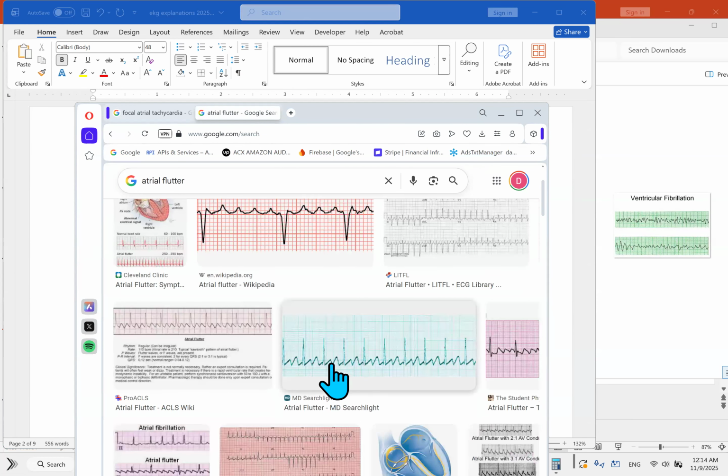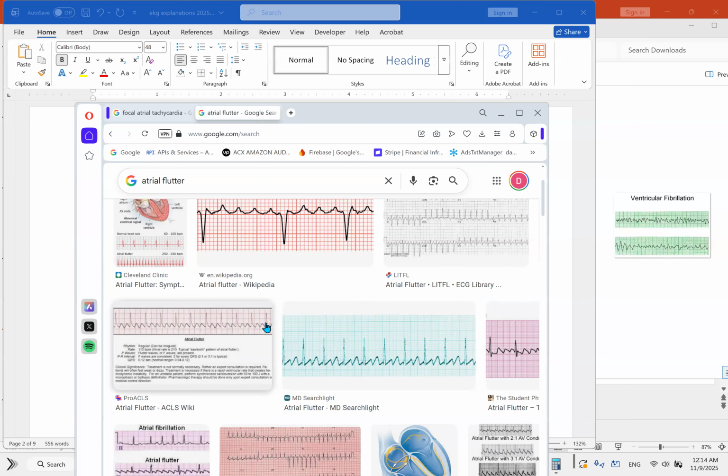This is a classical appearance of atrial flutter. This kind of sawtooth appearance is very classic for atrial flutter. But like I said before, if the ventricular rate you're seeing is around 300, it could easily be atrial flutter that looks like a supraventricular tachycardia. So that's something to keep in mind.